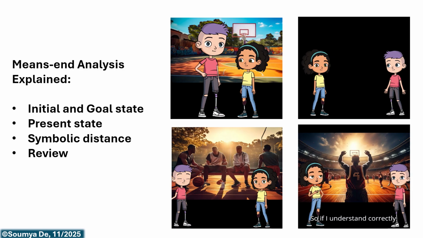So, if I understand correctly, our strategy involves knowing where we started, understanding our current situation, and keeping our eyes on where we want to be, while always considering the gap we need to cover. That's exactly it. By analyzing our initial state, present state, goal state, and the symbolic distance between them, we can plan and adjust our plays effectively throughout the game.